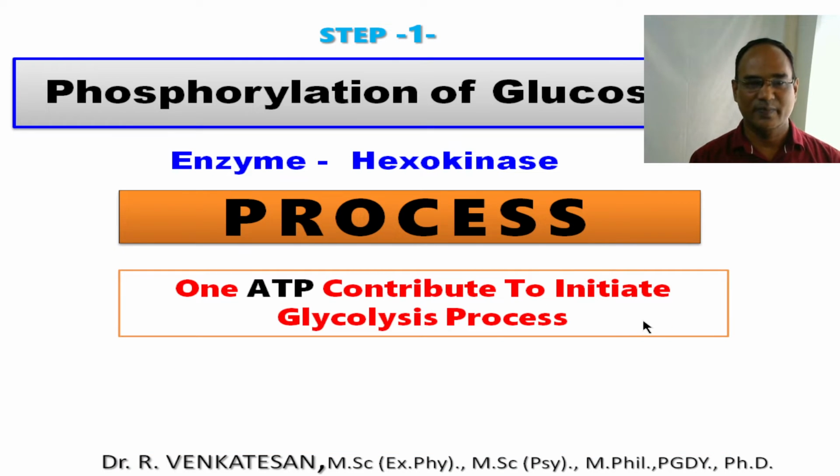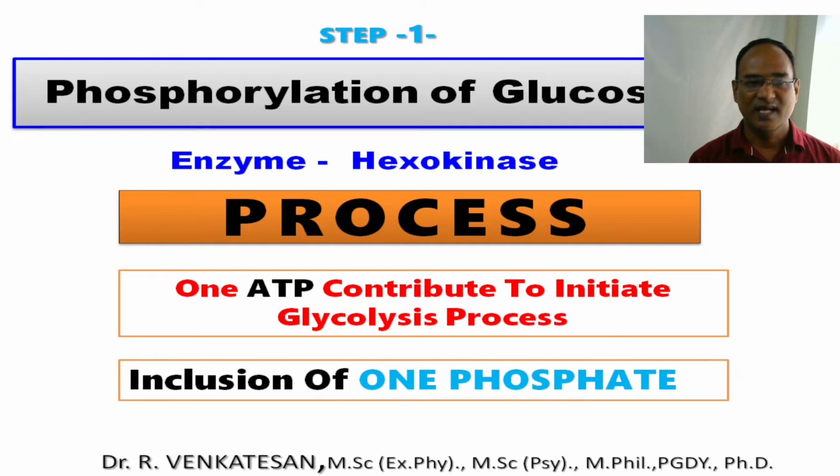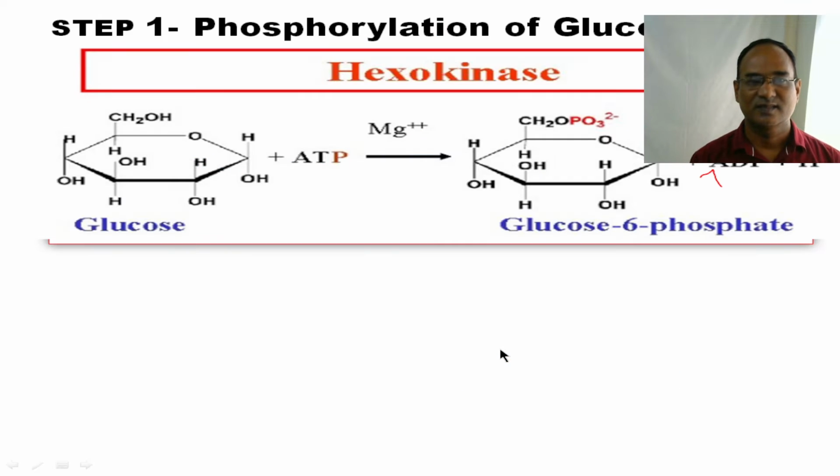So one phosphate is contributed to initiate the glycolysis process, and the inclusion of one phosphate into glucose makes it glucose 6-phosphate. In this category, we can see hexokinase is the enzyme that will attach with glucose and with one phosphate and make it glucose 6-phosphate. So glucose can be converted into glucose 6-phosphate.